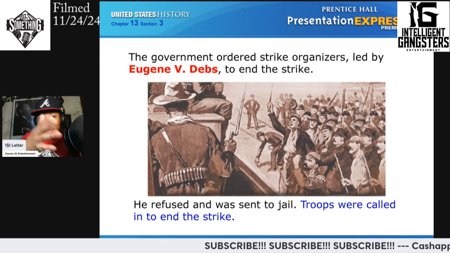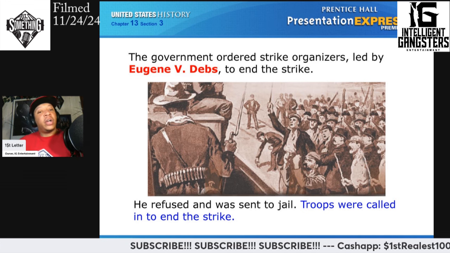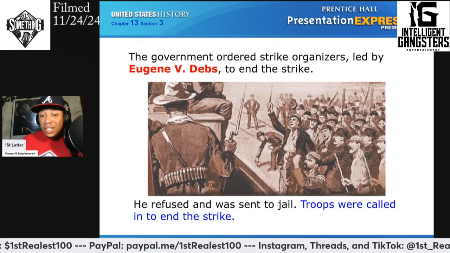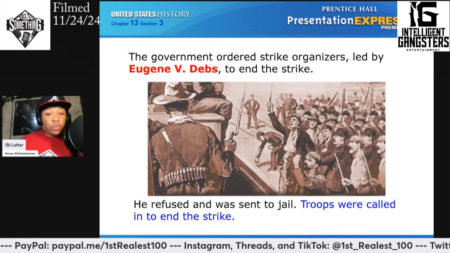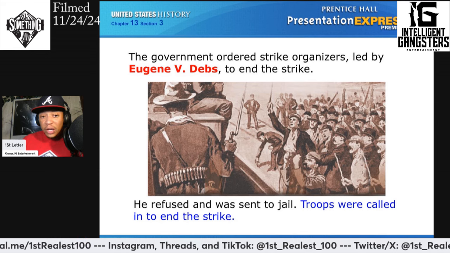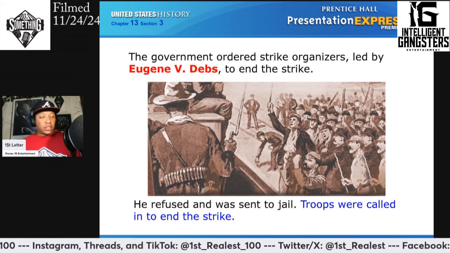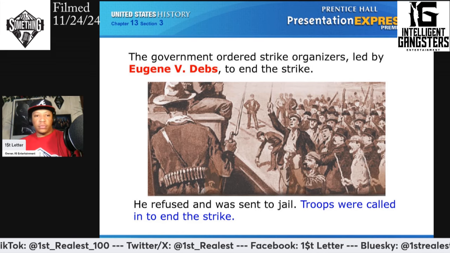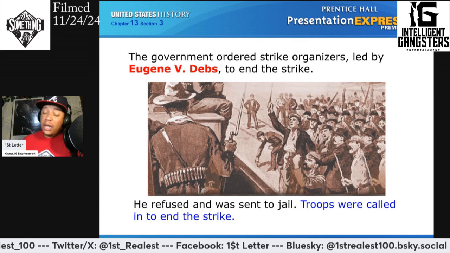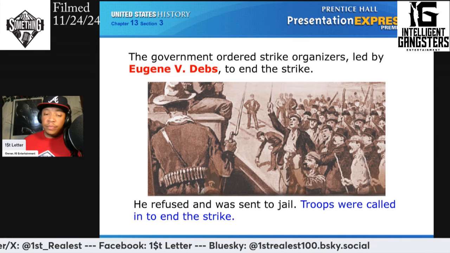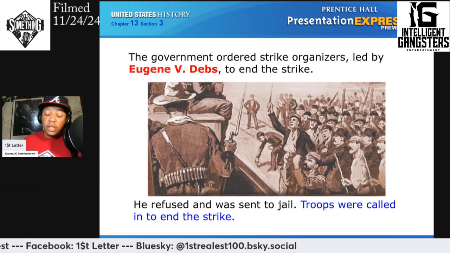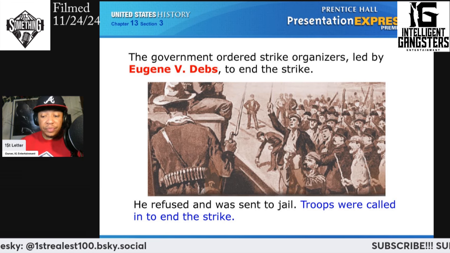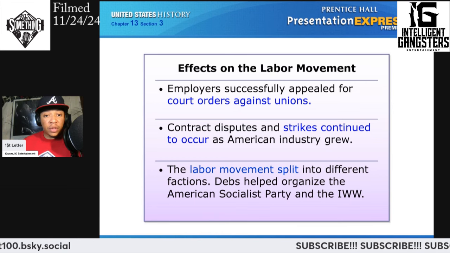So they told the labor leader, Eugene B. Debs, hey, dog, end the strike. But he refused and was sent to jail. Troops were called in to end the strike. Y'all see this shit, right? Y'all see this, right? I know shit fucked up right now, but shit could be worse. Shit could be worse. Let's go.